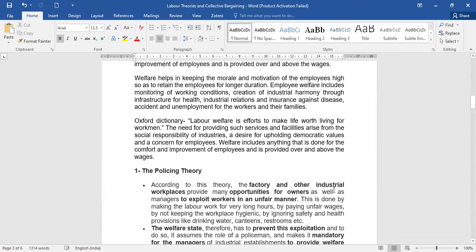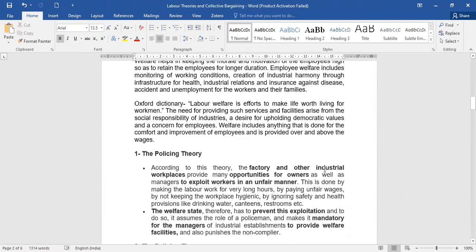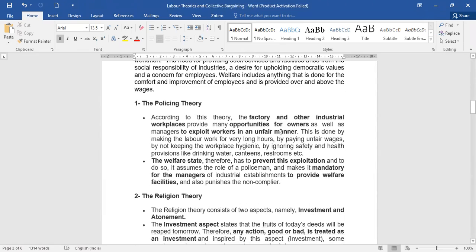So let's see the various theories which are related to labor. The first theory is the policing theory. According to this theory, as you can see, I have highlighted the main points so that you can remember them.